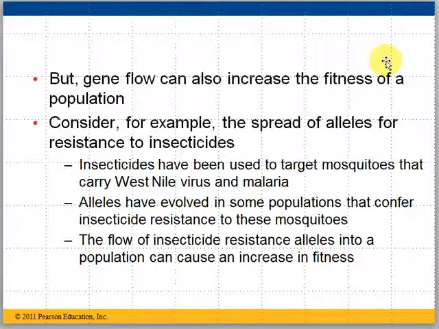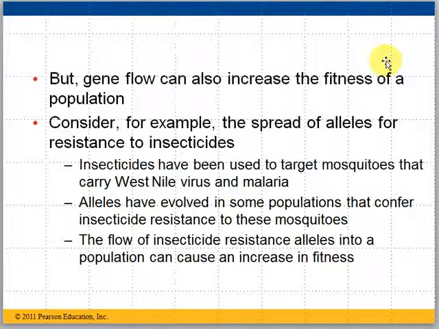Through various genetic mutations, they have alleles that confer resistance, and when these mosquitoes move from one area to another, they carry those alleles with them, and when they start breeding with a different population, they will spread those alleles, and that will spread that resistance. So that's conferring an advantage, and that's where gene flow can increase the fitness of a population. As those mosquitoes come in that have that resistance, they can spread that resistance through the population through breeding.